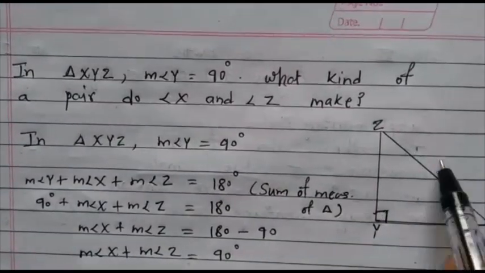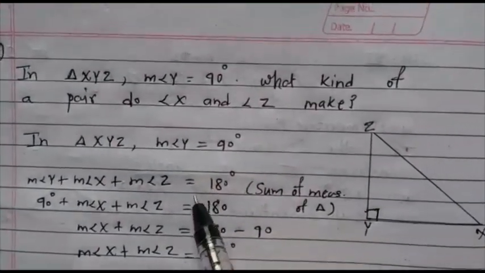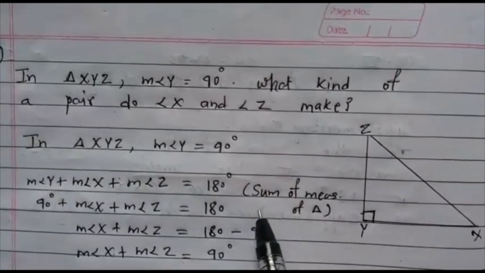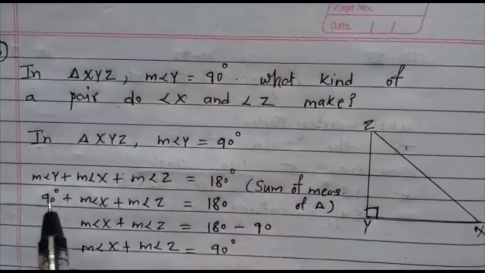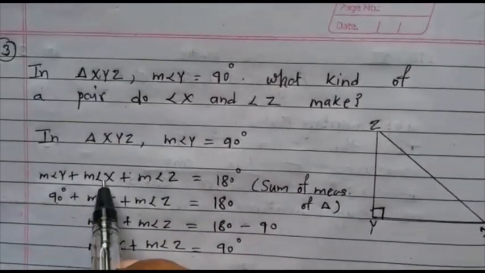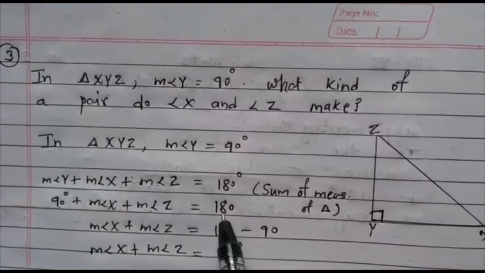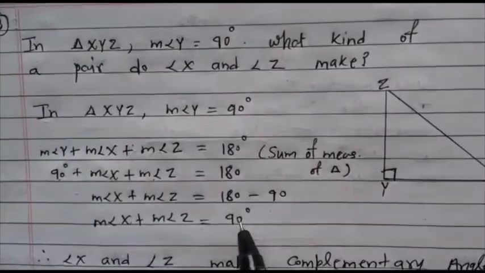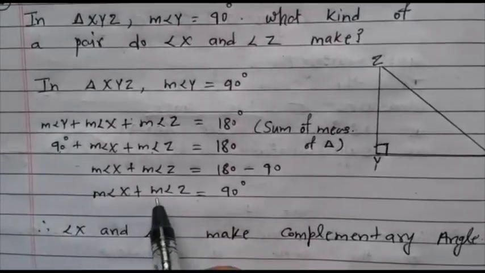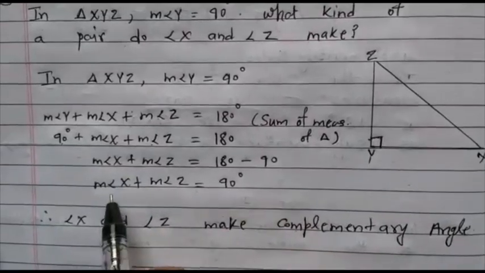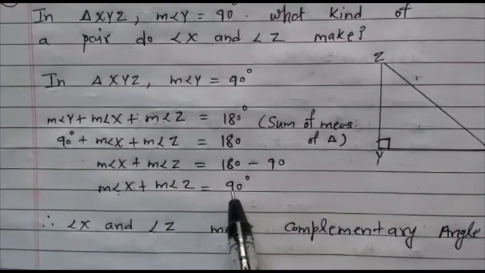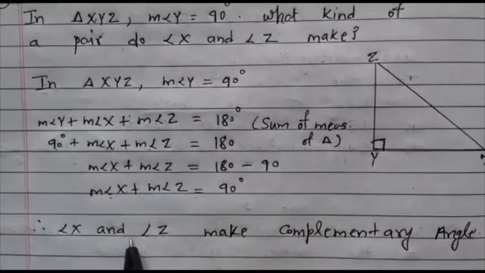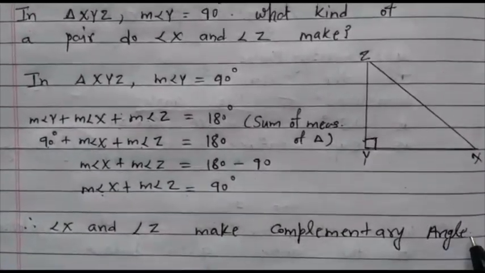Now we know the sum of the measures of a triangle is what? 180 degrees. Write down measure of angle Y plus measure of angle X plus measure of angle Z is equal to 180 degrees. Now substitute the value. Measure of angle Y is 90. Now this one write down as it is, equal to 180. Now 90 is here plus. Take it to the right hand side. That is a minus. 180 minus 90. That means what? 90 degrees. So measure of angle X plus measure of angle Z is equal to 90 degrees. We know if the sum of two angles is 90 degrees, that means what? They are complementary angles. So therefore angle X and angle Z make complementary angles.